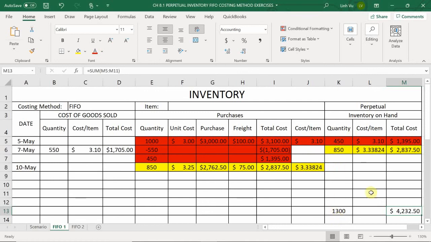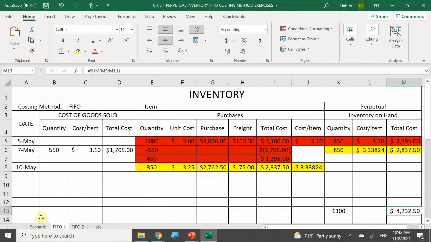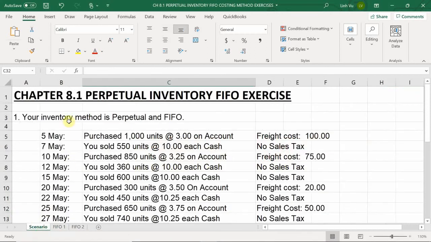So that's the difference between this and the periodic one, right? The other one, we just sum it up in a table. In this one, that's my goods available right here. So that is this section here. So then let's go ahead and see what happened next.